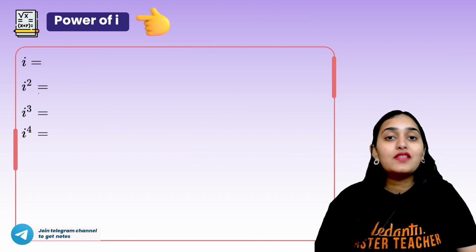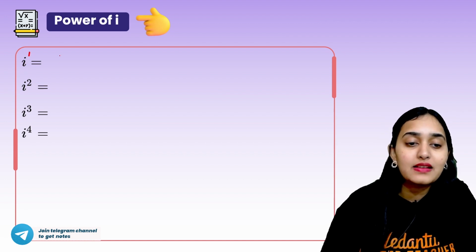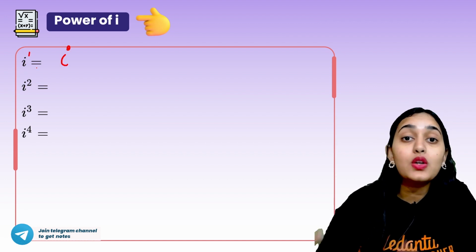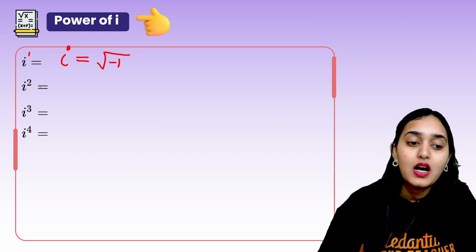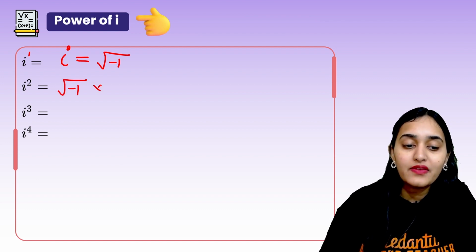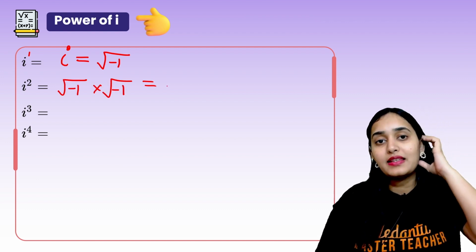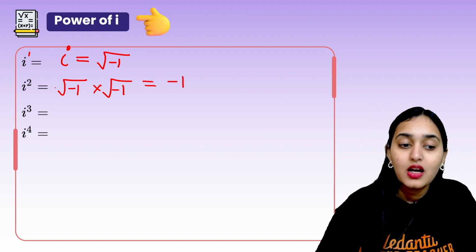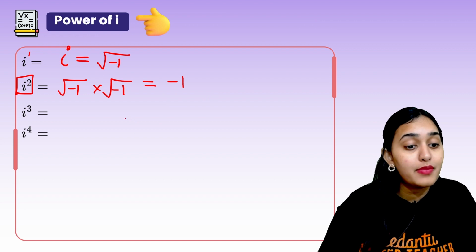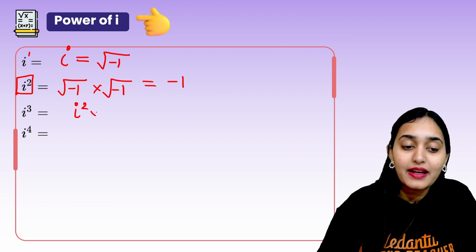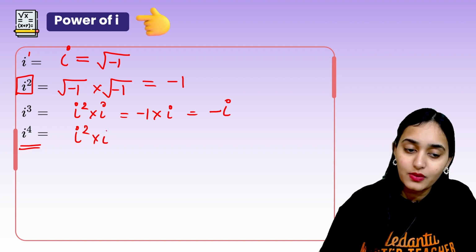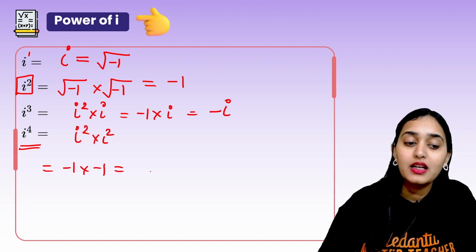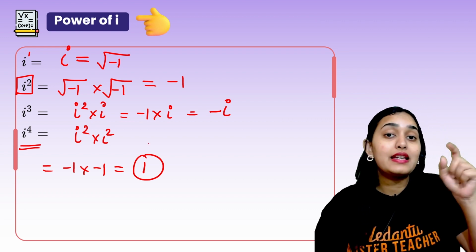Now, powers of i are very important. So i to the power 1 is i. i to the power 2 is what? Now, you know, i is basically root over minus 1. So i square will be root over minus 1 into root over minus 1, which is basically minus 1. So i square is minus 1. Remember, i cube is i square into i, so it is minus 1 into i. It is basically minus i. And i to the power 4 is i square into i square, minus 1 into minus 1. It is plus 1.